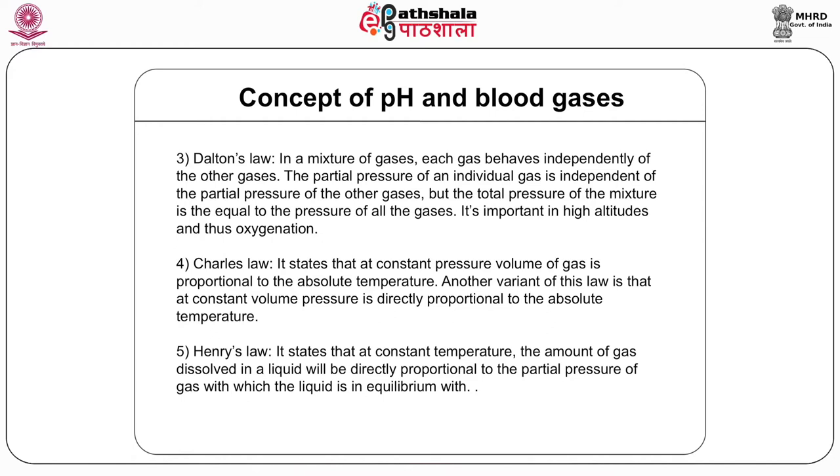Now, let's see what Charles' law is. It states that at constant pressure, the volume of a gas is proportional to the absolute temperature. Another variant of this law is that at constant volume, pressure is directly proportional to the absolute temperature. Now, let's understand what Henry's law is. It states that at constant temperature, the amount of gas dissolved in a liquid will be directly proportional to the partial pressure of the gas with which the liquid is in equilibrium.